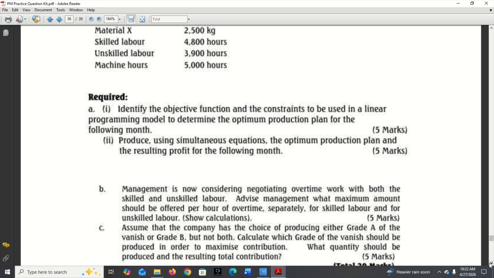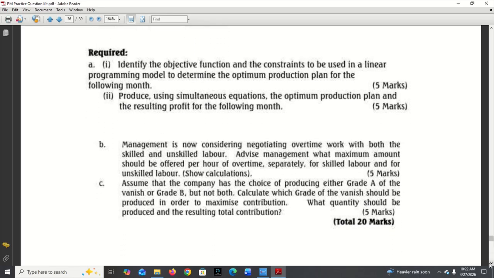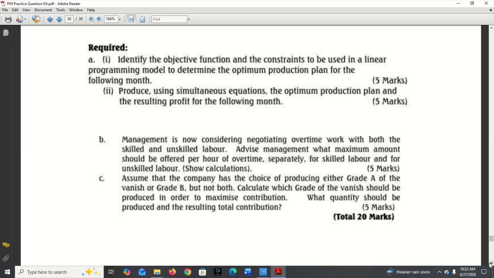Then next, management is considering negotiating overtime with both skilled and unskilled labor. Advise management what maximum amount should be offered per hour of overtime, separately for skilled labor and for unskilled labor. 5 marks. Assume the company has a choice of producing either grade A or grade B varnish but not both. Calculate which grade of varnish should be produced in order to maximize contribution. What quantity should be produced and the resulting total contribution? Okay, so 20 marks on linear programming.